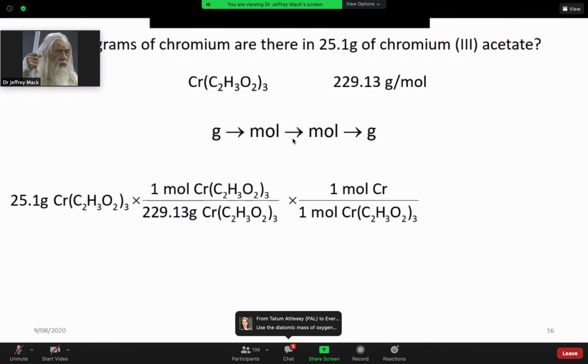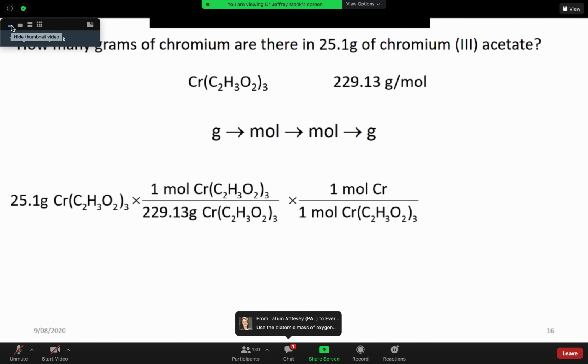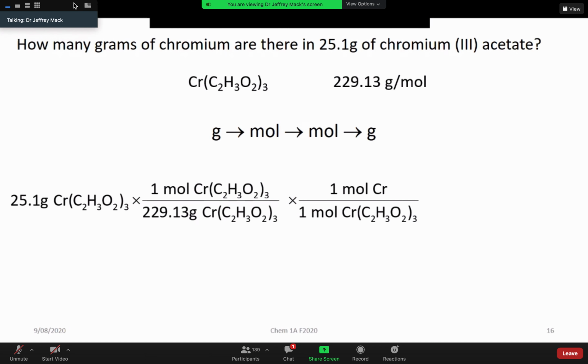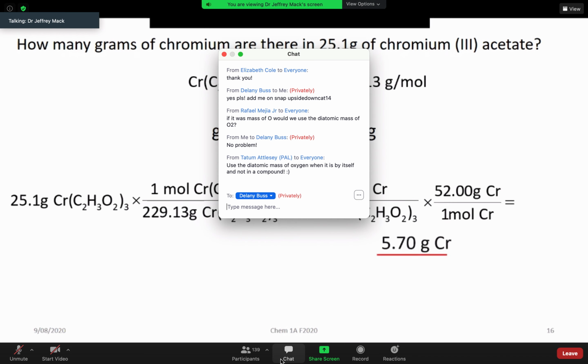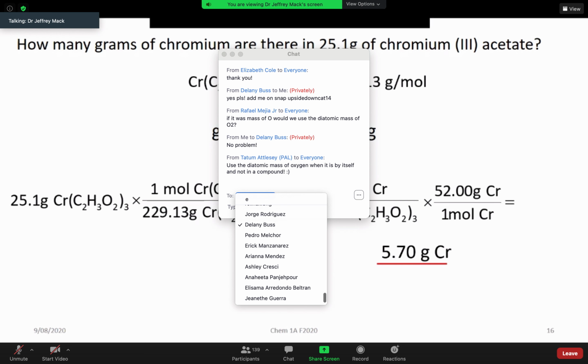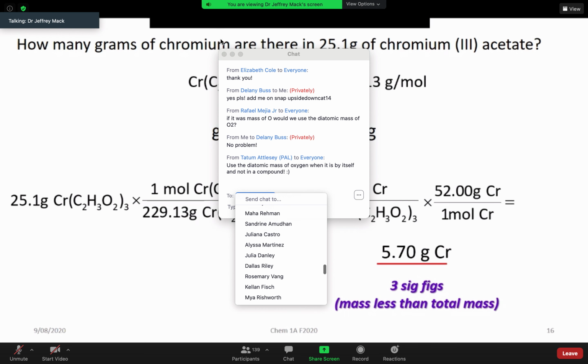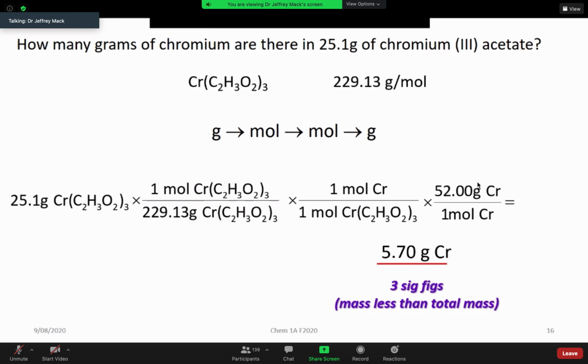So then from the formula, I know there's 1 mole of chromium for every 1 mole of chromium 3 acetate. Again, if I don't know my nomenclature, I can't do this problem correctly. And then I know for every 1 mole of chromium, there's 52.00 grams of chromium. Remember, there's no sig figs associated with mole ratios. They're absolute numbers. They're counting numbers. Anytime you have a counting number, 1, 2, 3, 4, 5, 12, those numbers do not carry sig figs because they are exact, okay? And I push buttons on my calculator, and I get 5.70 grams of chromium, and I like that number because it is less than the total mass, and I started with 3 sig figs and ended up with 3 sig figs, okay?